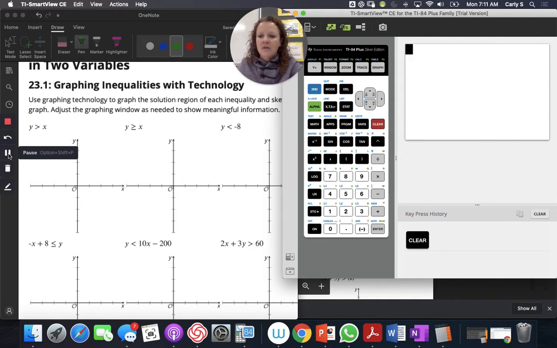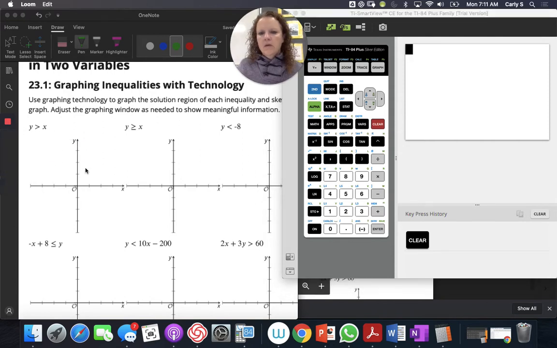Hold on, let me plug that thing in. So normally we would use Desmos, but Desmos isn't very useful outside of your computer, and everybody has a graphing calculator. So I'm going to show you again and again how to use it. All right, so use graphing technology.